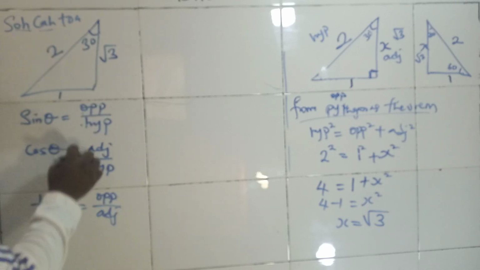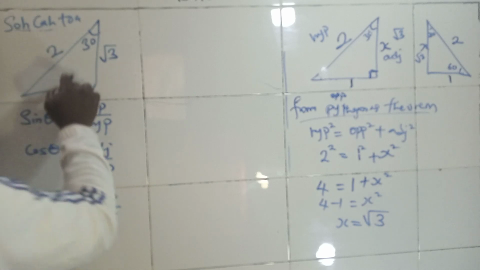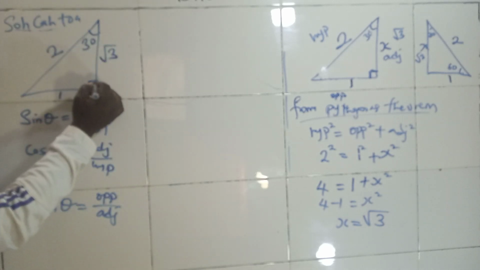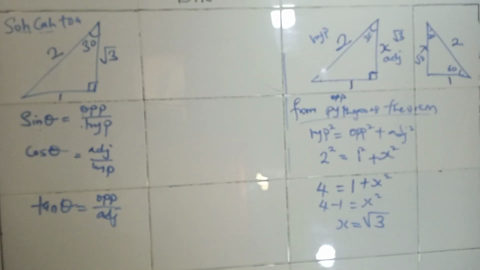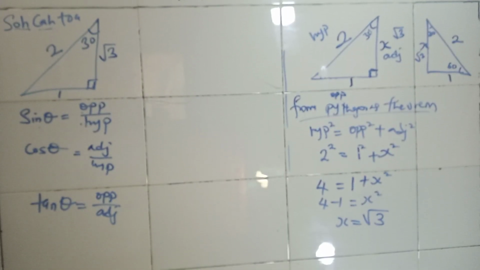So we now have this, what is our opposite? Our opposite from here, don't forget this is our angle 90 degrees. Sorry for that. Opposite is 1.